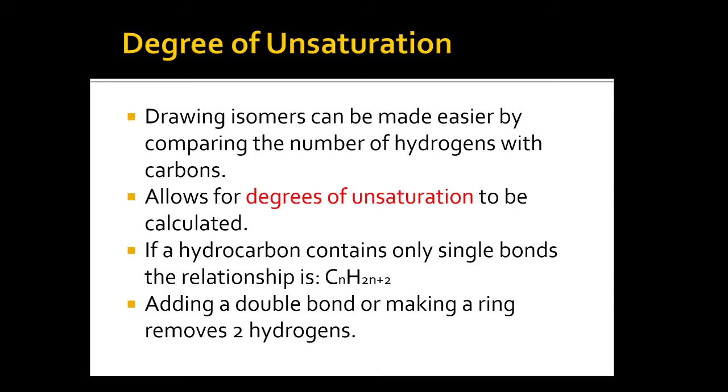If I don't follow the 2N plus 2 rule, every time 2 hydrogens are removed, I either introduce a double bond or a ring structure, meaning that it's not a linear structure anymore. Okay. So let's look at an example of that.